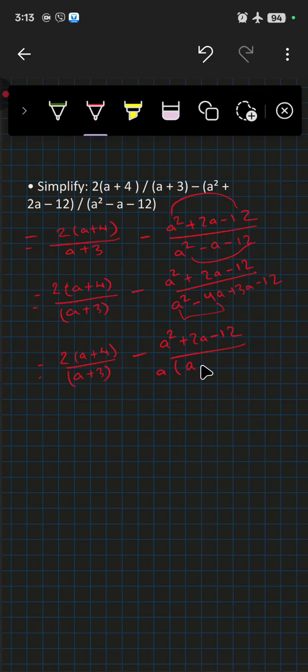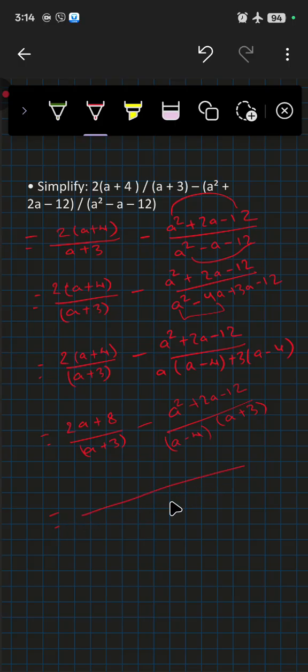A is common between these two, a minus 4, plus 3 is common between these two, a minus 4. 2 into a gives us 2a, 2 4s are 8, by a plus 3, minus a square plus 2a minus 12 by a minus 4 into a plus 3. So as a result, now we are going to take this LCM.